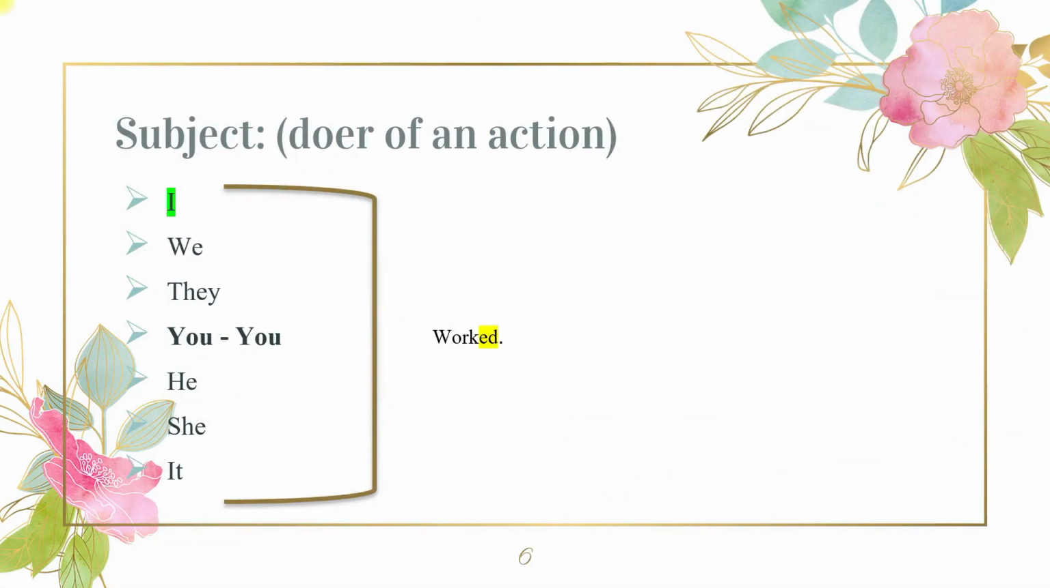What is a subject? A subject is called the doer of an action, someone who does a verb, someone who is doing an action. And subjects can be I, we, they, you, he, she, it. I worked, we worked, they worked, you worked, he worked, she worked, it worked.